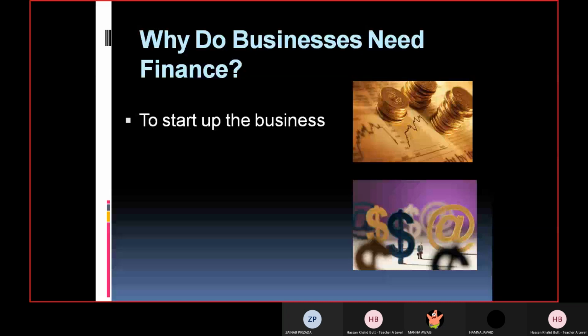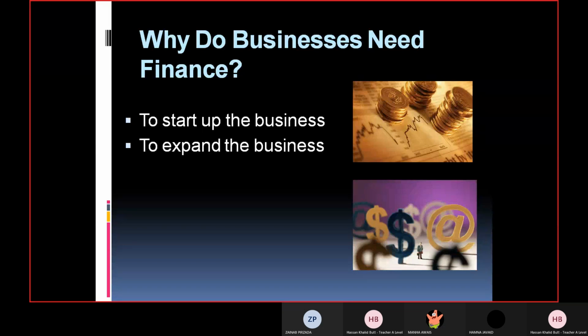Then, to expand the business. First, to start up the business. Now if you want to expand, again, you might require another building. You might require another piece of land. You might require more equipment, machinery, or technology, right? So this is also a one-time cost, but because now you are expanding, you have to spend more.